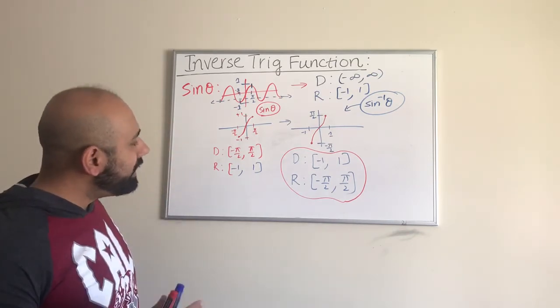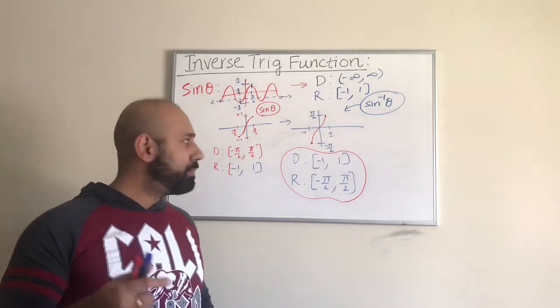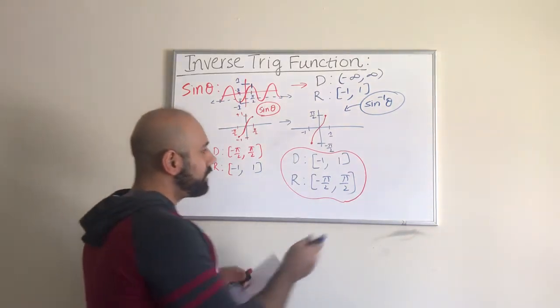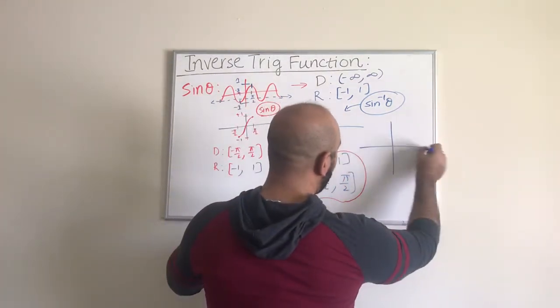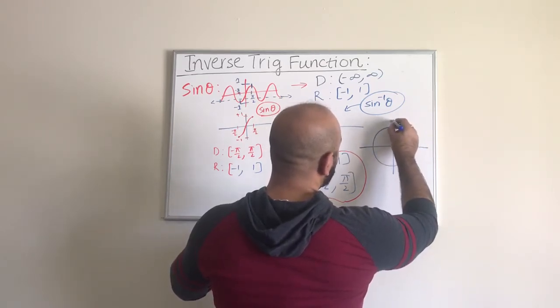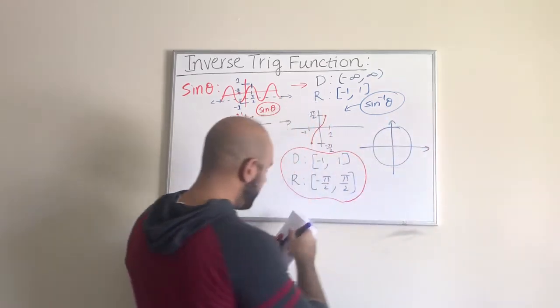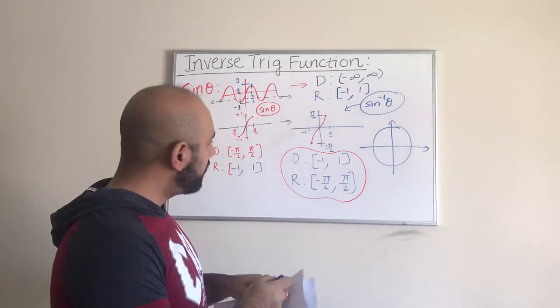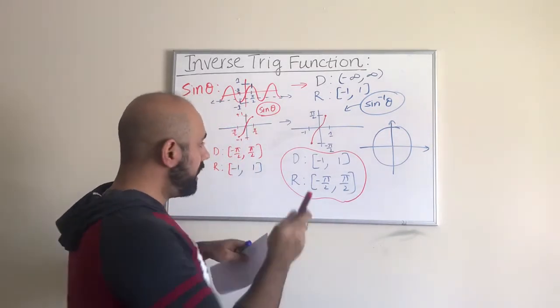Guys, the other easier way sometimes people use to remember this is they like to draw the circle. It's up to you if you want to use that. So guys, they draw the circle. You can think of this as a unit circle. We already have been using the unit circle to evaluate the trig functions.